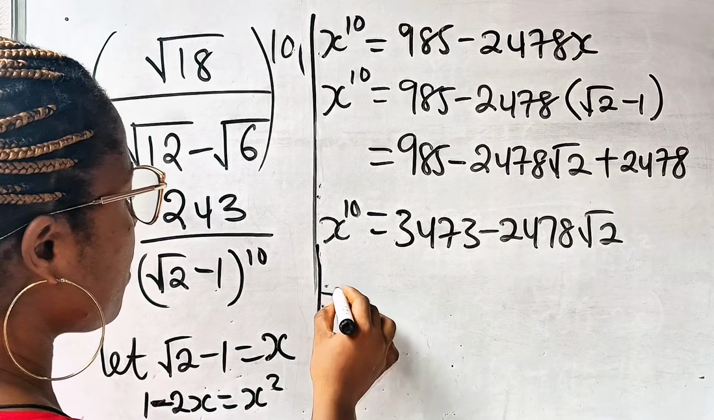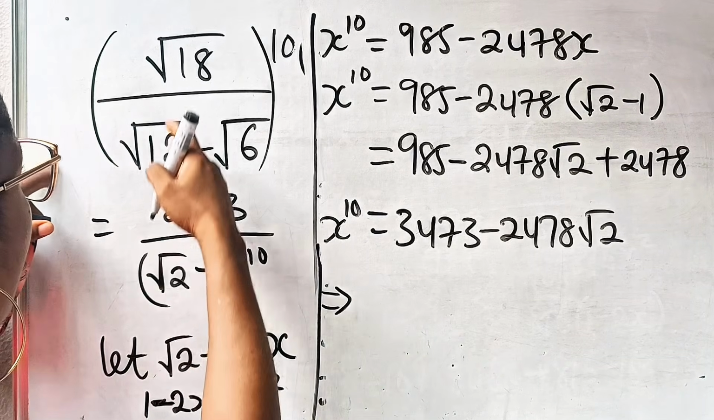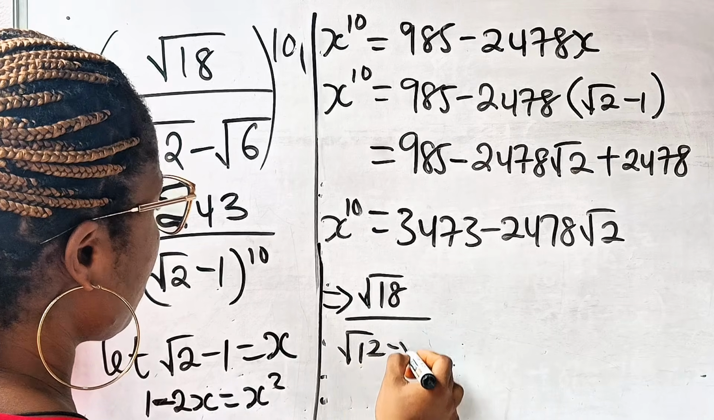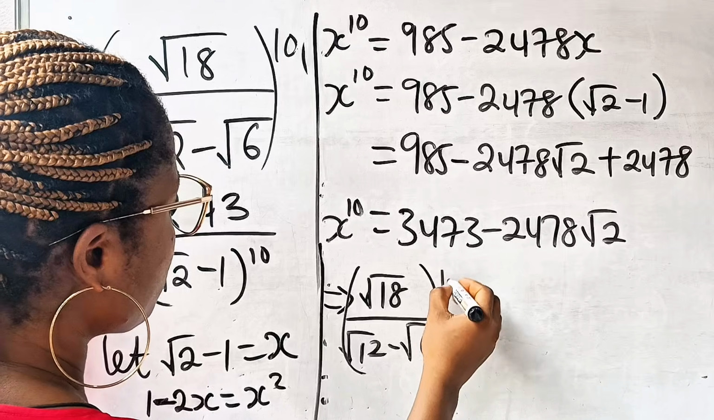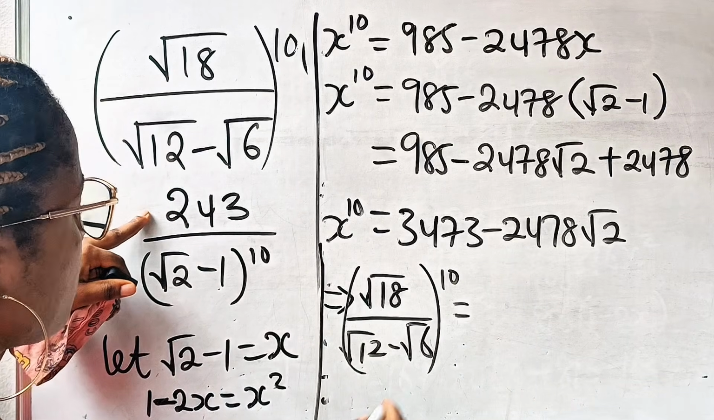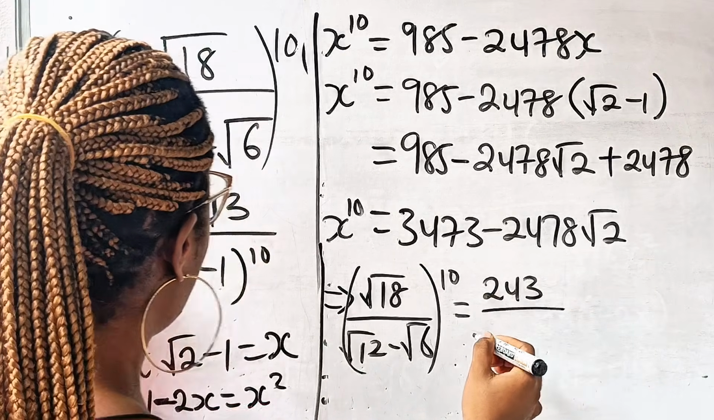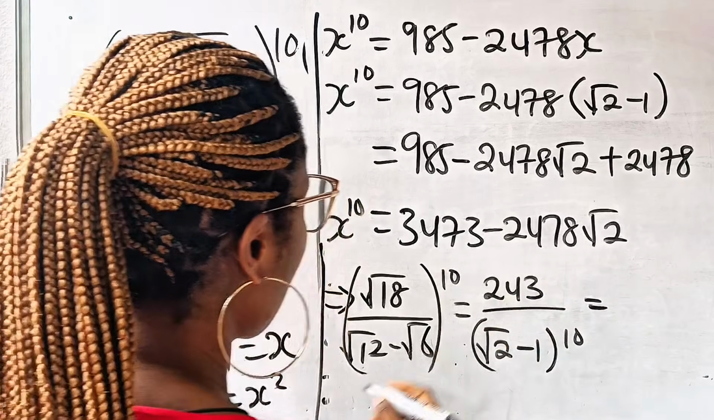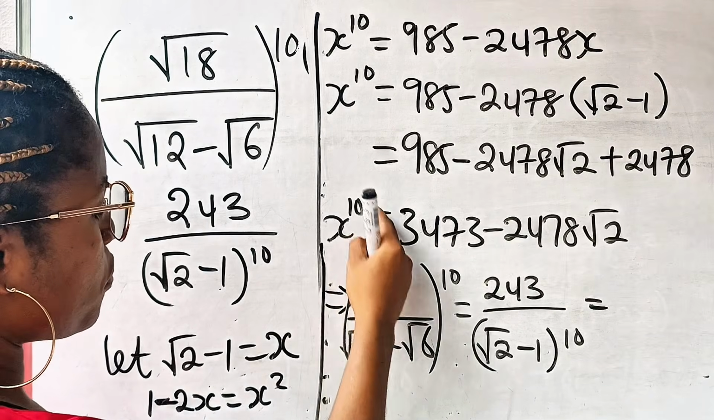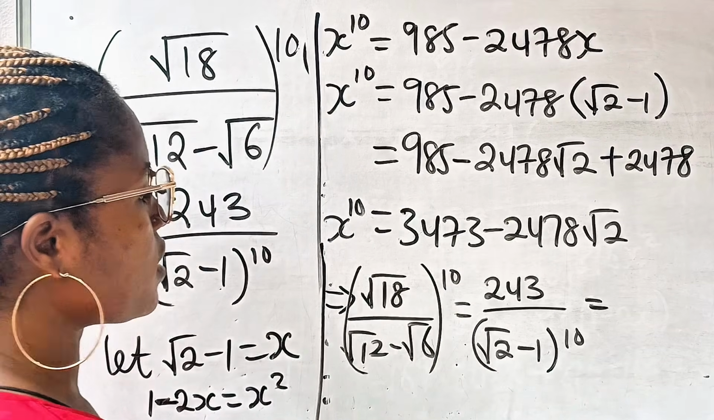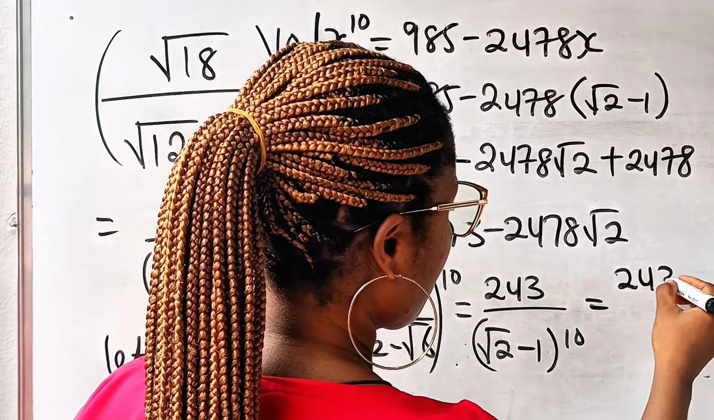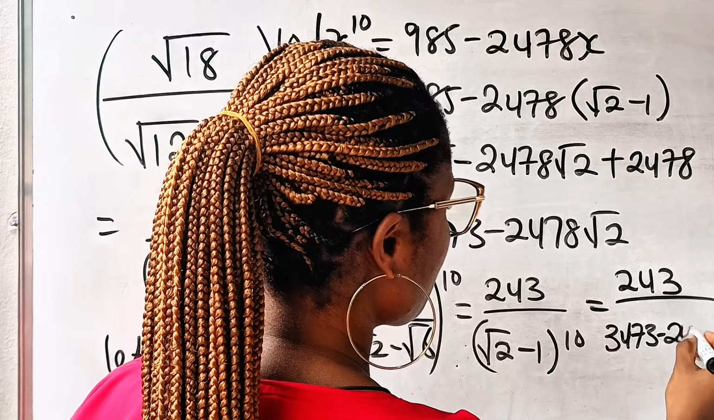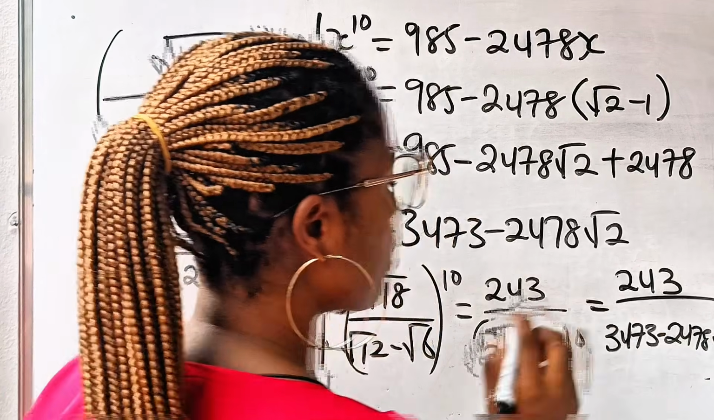So this simply means that we can rewrite this root 18 divided by root 12 minus root 6 raised to the power of 10 to be equal to this 243 divided by root 2 minus 1 to the power of 10, which is equal to, we already know that x to the power of 10 is this, the denominator. So this can be written as 243 divided by 3473 minus 2478 root 2, if I don't make mistake anywhere.